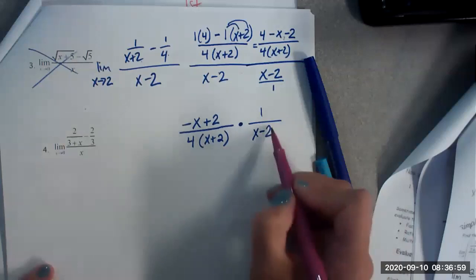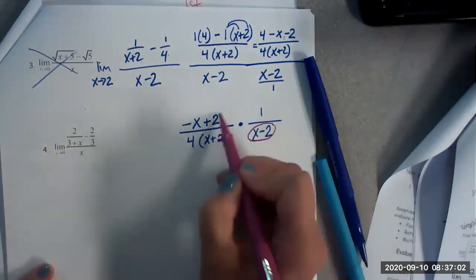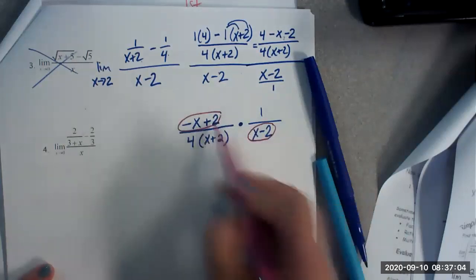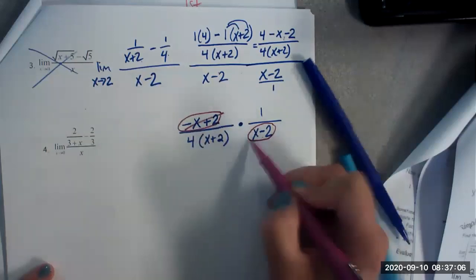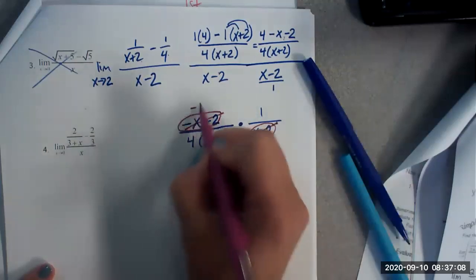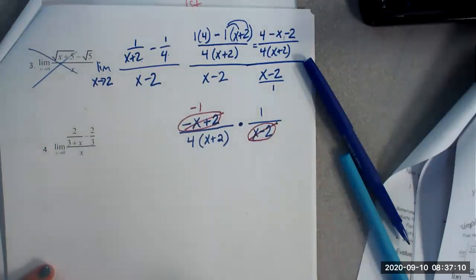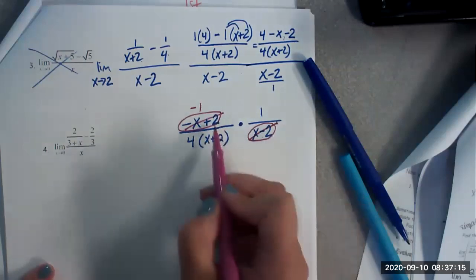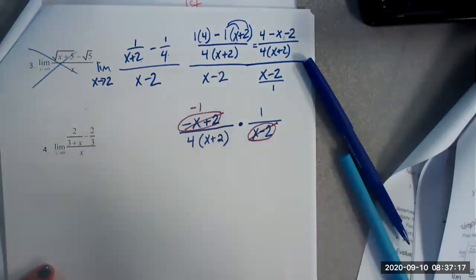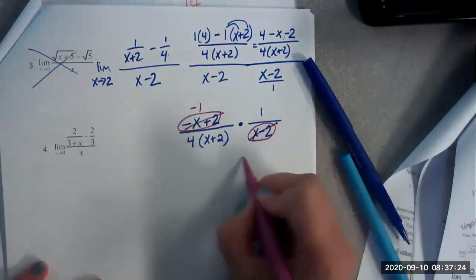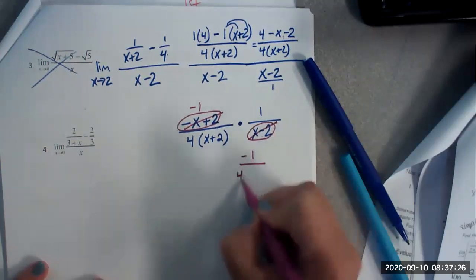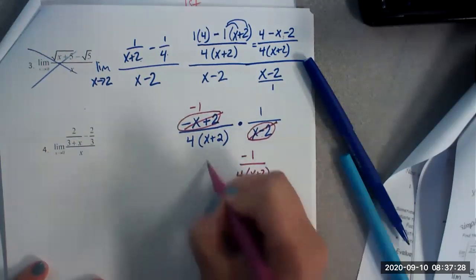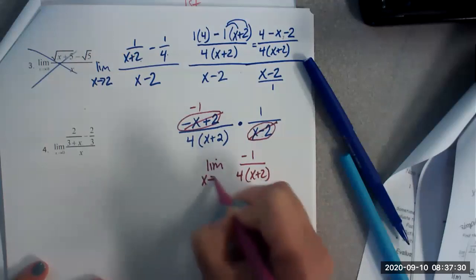So if you ever see something like this and something like this where both of the signs are switched, you can cancel those out and they really equal negative 1. Did y'all follow that? X minus 2, and this is basically 2 minus x. Those are opposites of each other, so they equal negative 1. So now, after all this work, I have negative 1 left on top and 4 times x plus 2 on the bottom. And this was my problem.